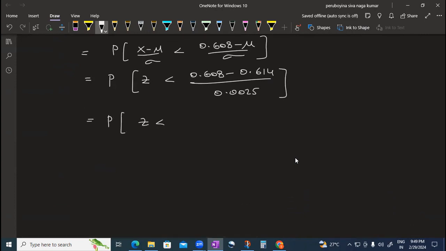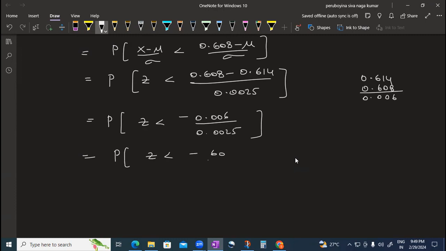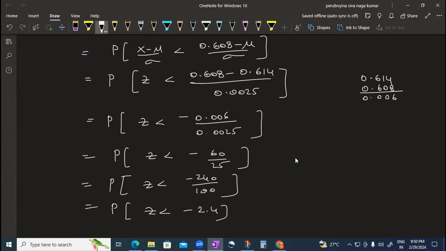So probability of g less than, we have to subtract this. 0.614 minus 0.608. 14 minus 8 means 6 only. So it is negative: 0.006 by 0.0025. Probability of g less than minus 60 by 25. That is equal to, we will multiply with 4, 240 by 100. That means probability of g less than minus 2.4.